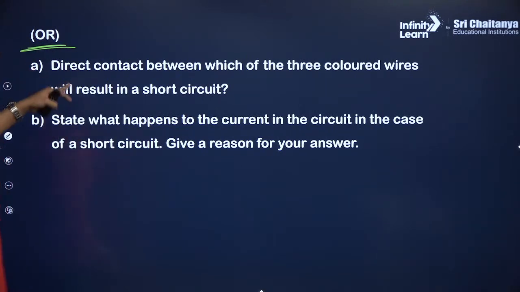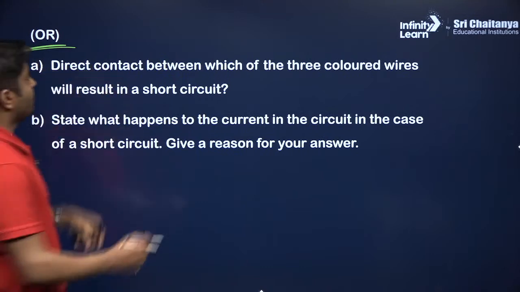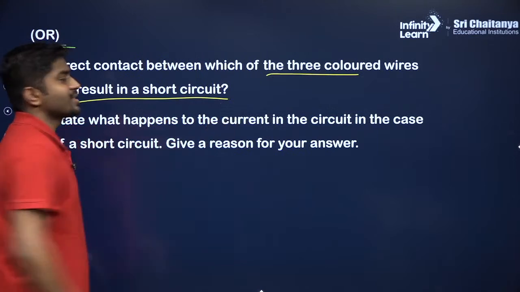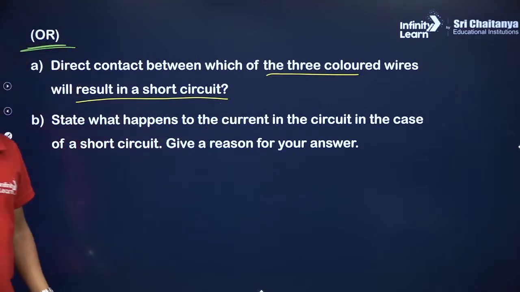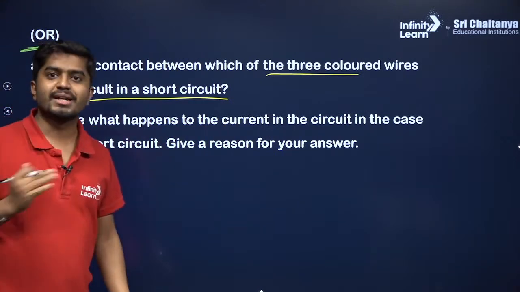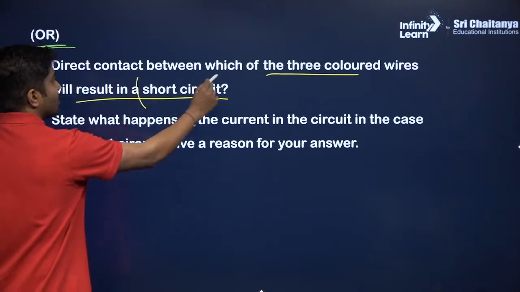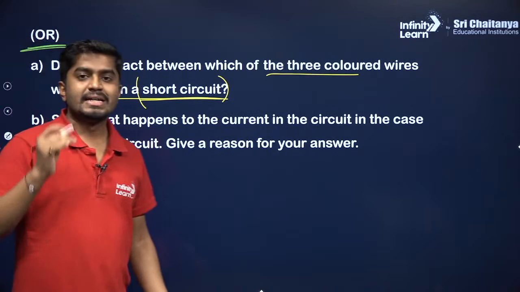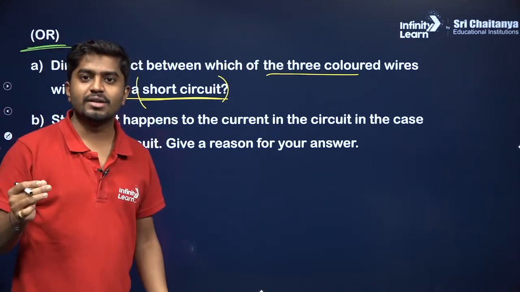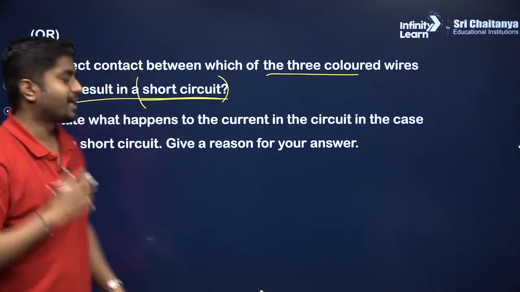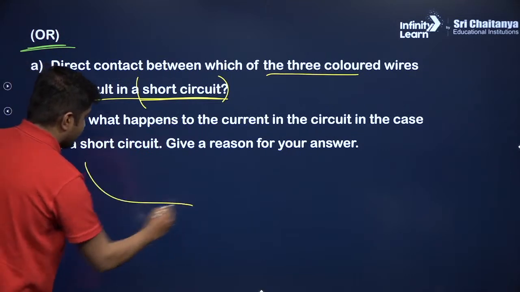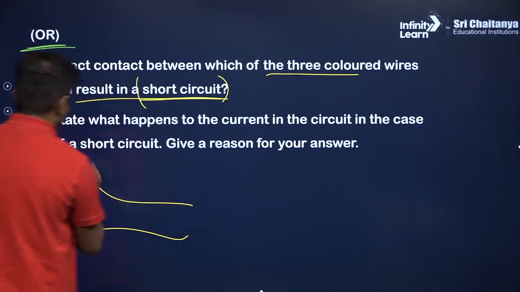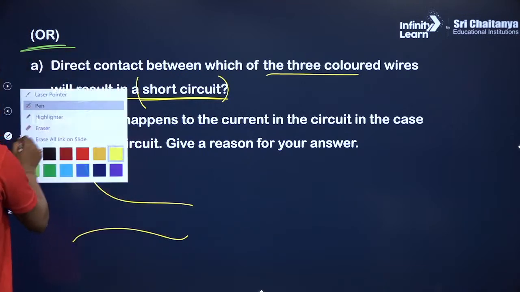So now read the question. The direct contact between which of the three colored wires results in the short circuit. तो पहले तो आप बताओ मुझे short circuit होता क्या है? What is short circuit? तो short circuit वो होता है जब live wire and neutral wire direct contact में आते हैं.